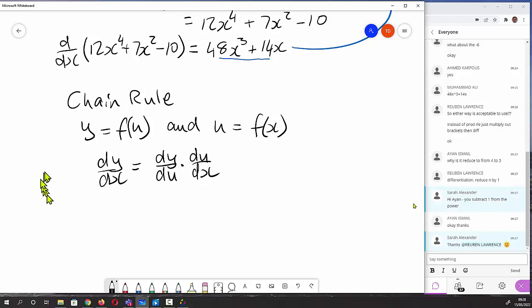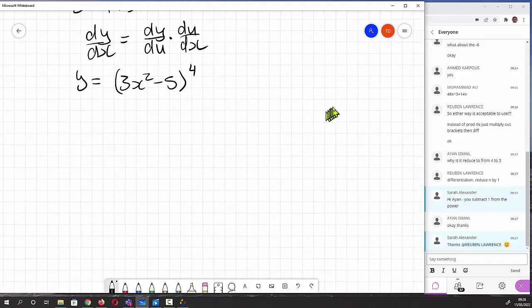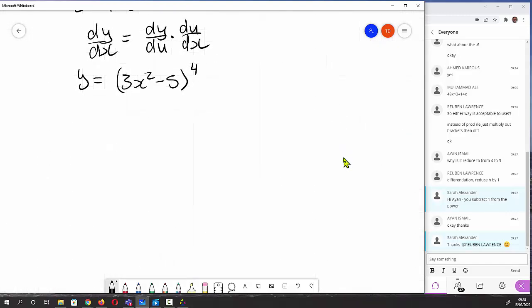So for instance, if y is equal to 3x squared minus 5 to the power of 4. Okay, that's an example of the chain rule. So what Ruben was just saying is, can we expand the brackets? Well, you can just expand the brackets, but look, I'd have to do this 4 times. So I'm going to get a term of x to the power of 8, aren't I?